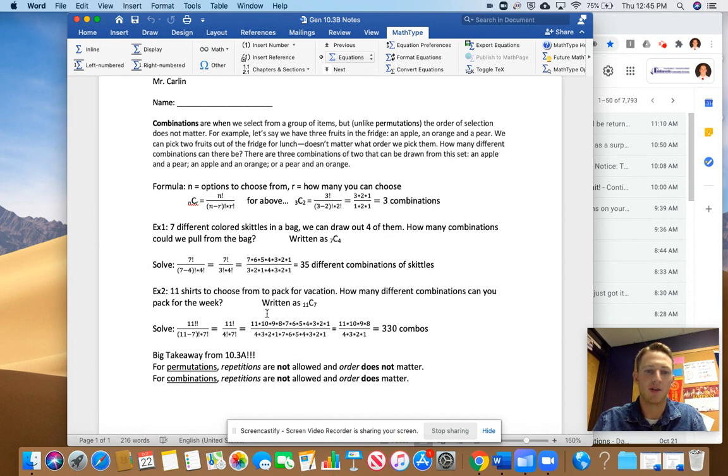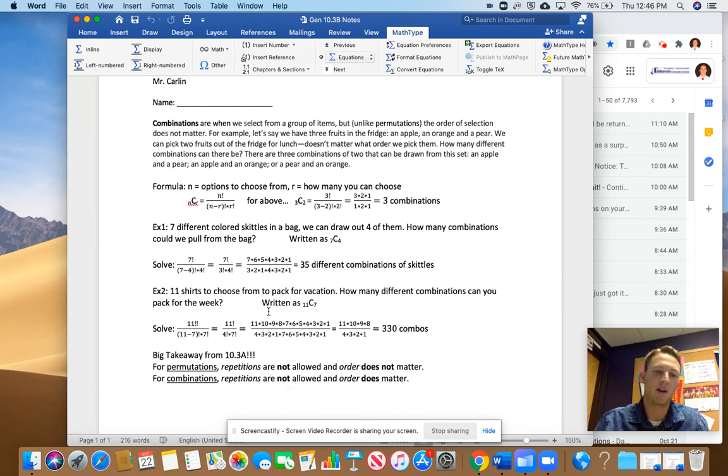We have 11 shirts to choose to pack for vacation. How many different combinations can you choose? Right, so it's a little different than when we're wearing the shirt. Because we have 11 shirts and we're not wearing them, so it's not like you can pack something in the wrong order. We're just taking those 11 and we're putting seven of those shirts into the suitcase. It doesn't matter what order we're putting them into the suitcase.